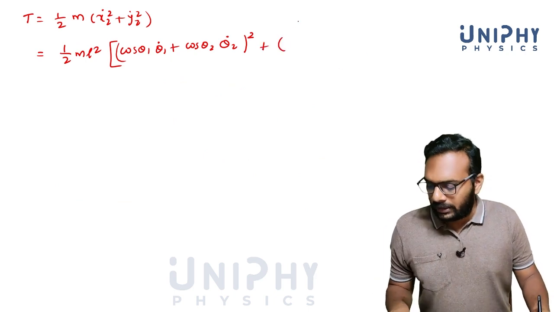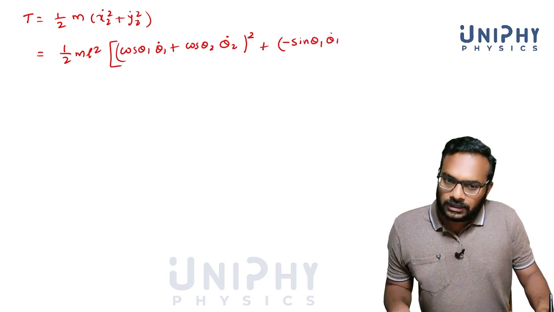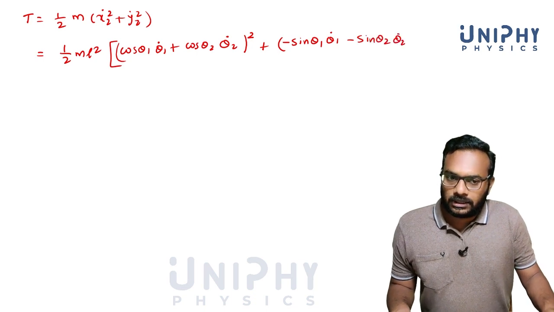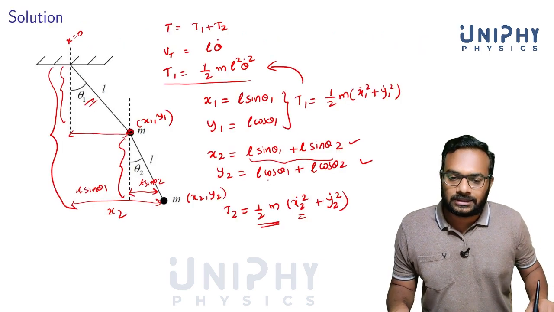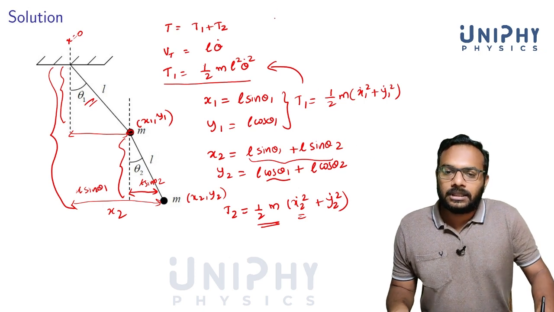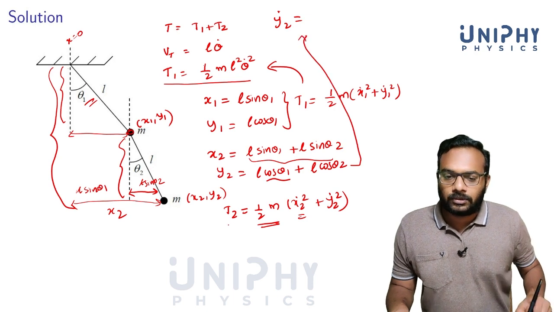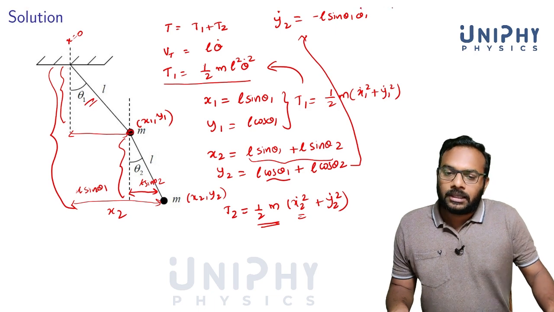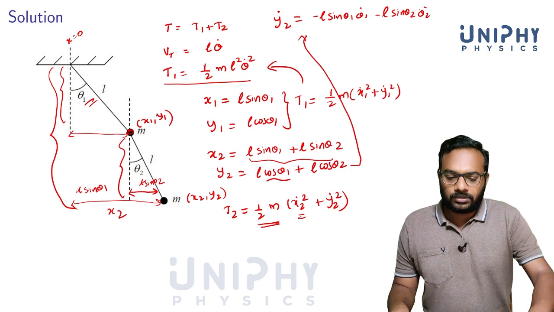Plus what we have here is (minus sine theta 1 dot minus sine theta 2 dot) whole square. Okay, this minus comes because we are taking the derivative of cosine. All right, y2 dot, from here we see that y2 dot is equal to minus L sine theta 1 dot minus L sine theta 2 dot. Okay, that's what we have written here.